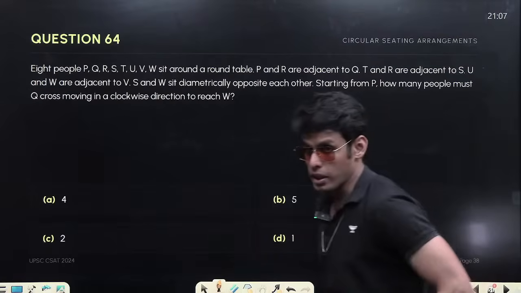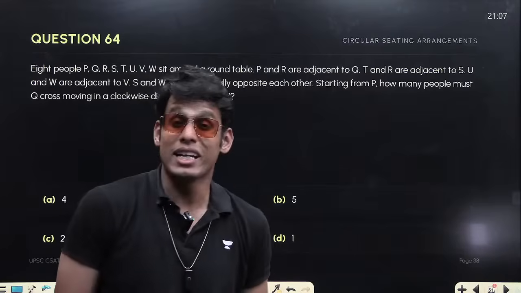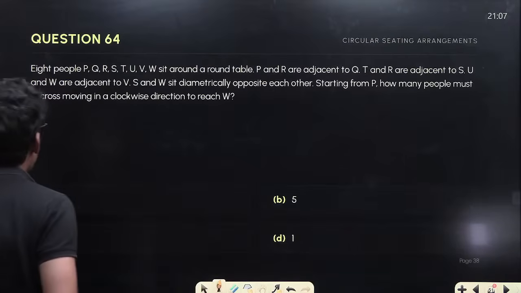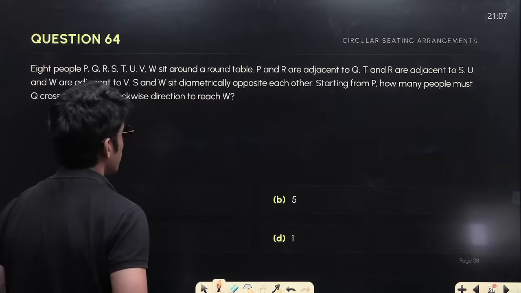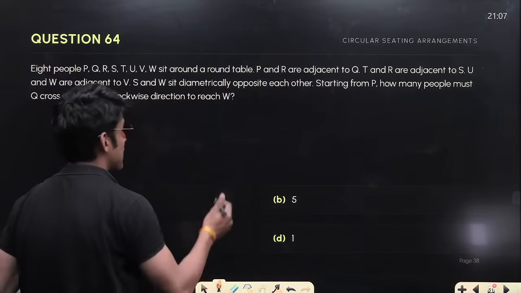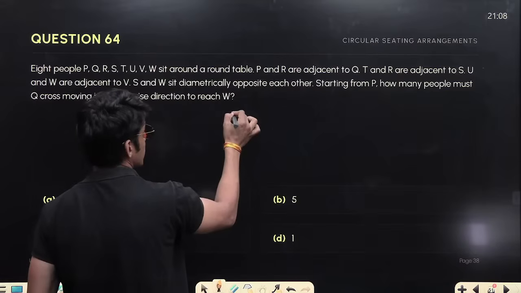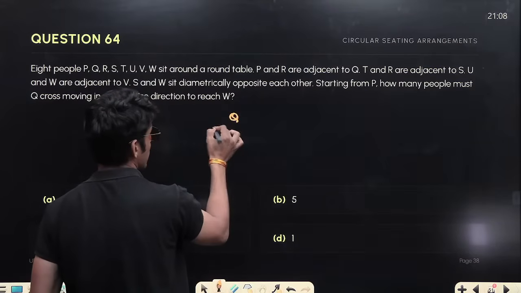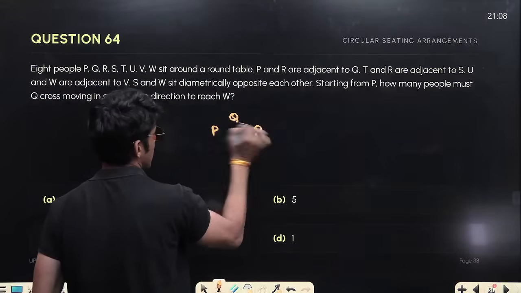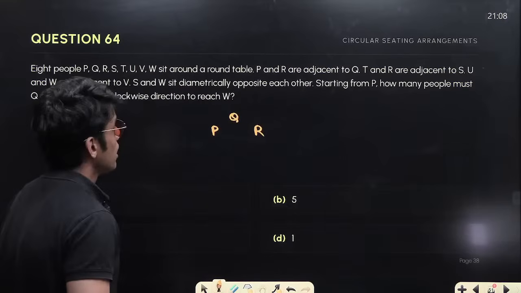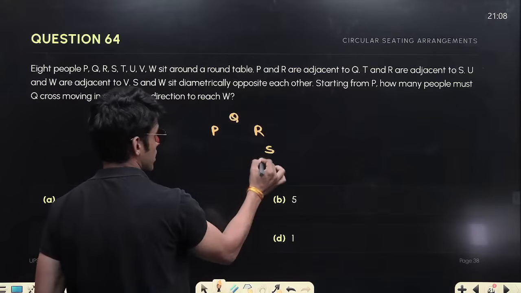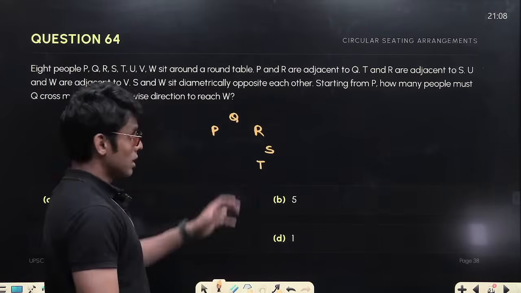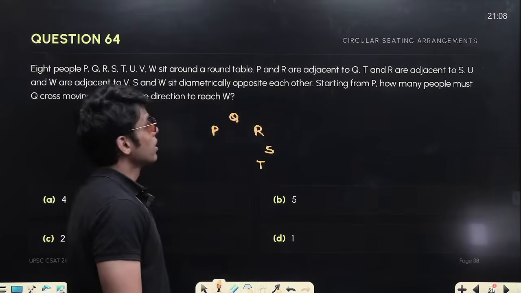Now problem number 64, this was again an interesting problem. Seating arrangement problem is what we call it. 8 people, P, Q, R, S, T, U, V, W, sit around a round table. P and R are adjacent to Q. This means Q is here, P is here, R is here. Right? T and R are adjacent to S. This means S is here, T is here. That is how you place them.